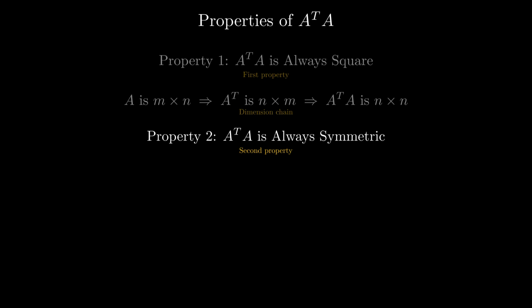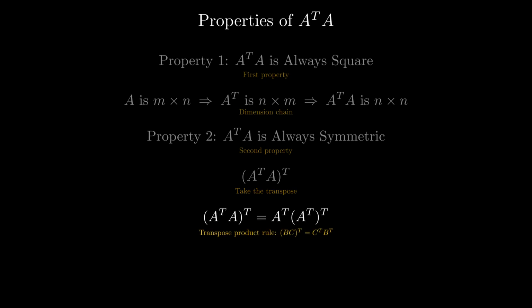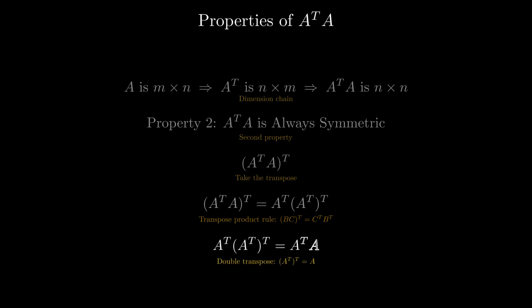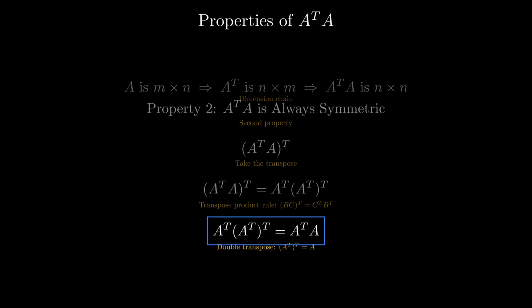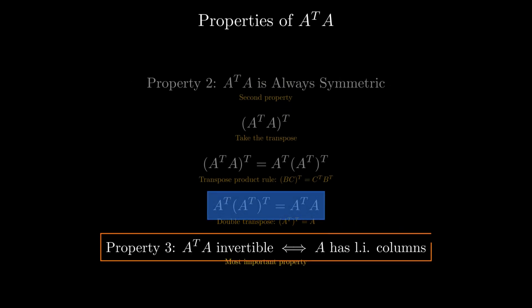Second, A transpose A is always symmetric. To see why, take its transpose. The transpose of A transpose A equals A transpose times A transpose transpose, but A transpose transpose is just A again, so we get A transpose A, the same matrix we started with. That confirms symmetry.